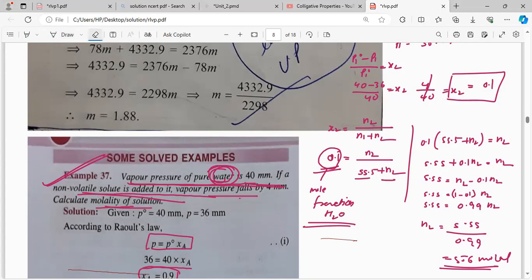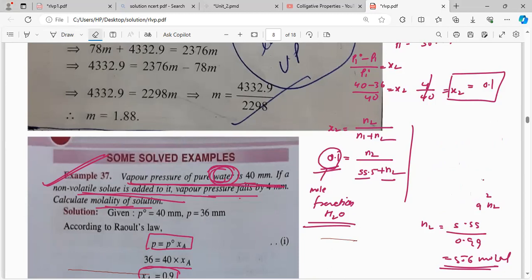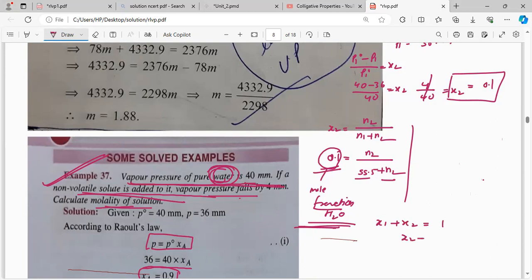But what is required? We require the mole fraction of solute. Sir, we have the molality, so simply find this answer from here. What is molality? Molality is moles of solute per kg of solvent. The fraction we got is the mole fraction of water. What is required is the mole fraction of solute. So x1 plus x2 is equal to 1, and we require x2.